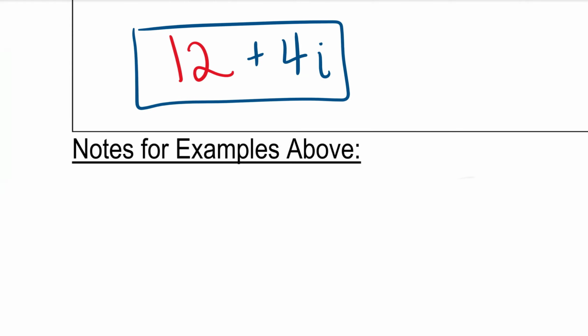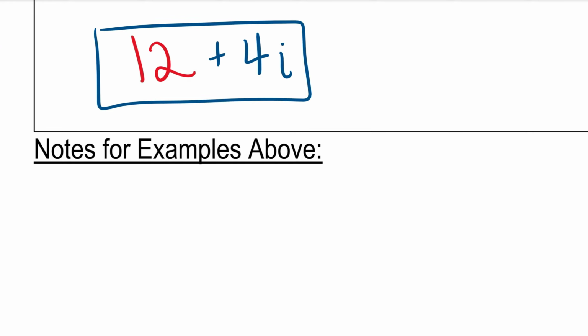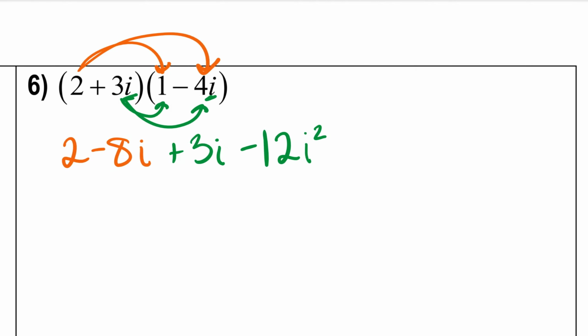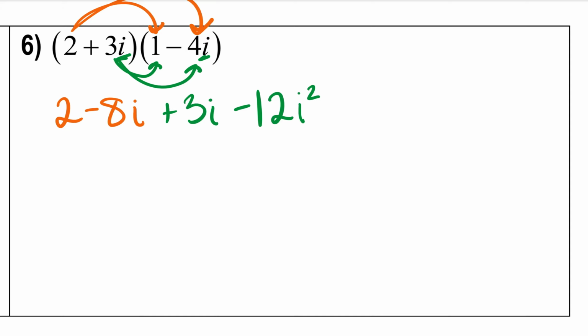Alright, now before I keep going, let's go down here. An important thing you need to add is if I have i squared, that would change to negative 1. So i squared is negative 1. Anytime you get that, you've got to change it. So for instance right here, this i squared will change and I'll end up with negative 12 times negative 1. So i squared is negative 1.